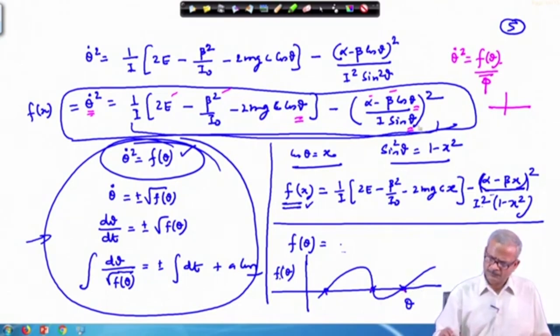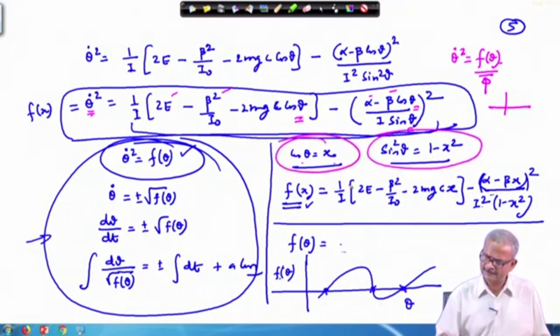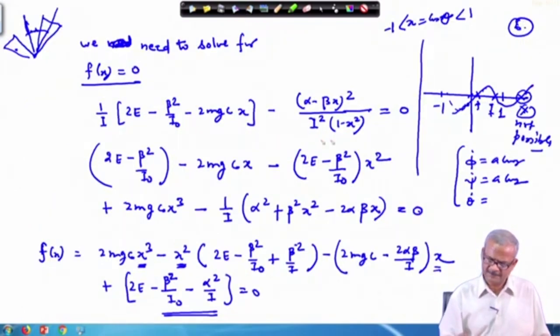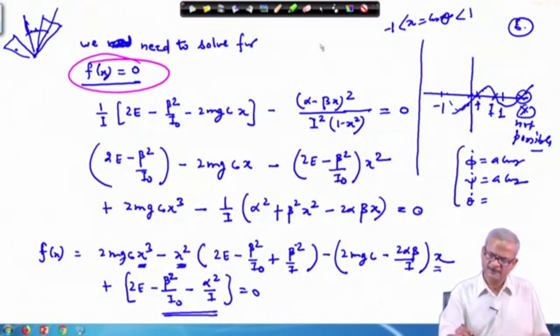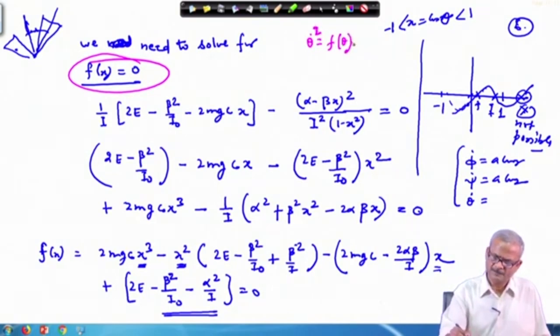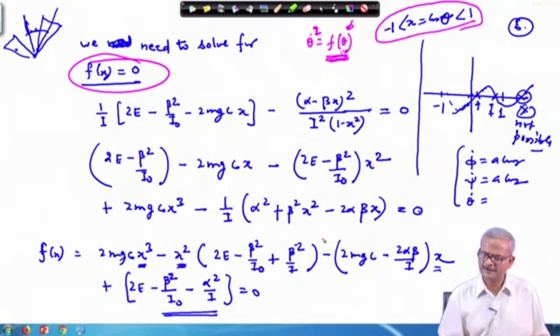So, we sorted this problem more elegantly by putting cos theta equal to x, therefore sin square theta equal to 1 minus x square. We inserted it in this equation, rearranged it, and solved f(x) equal to 0, because on the right hand side we have theta dot square equal to f(theta). So, what will be the maximum value of theta? Because this is a polynomial, and cos theta is limited in this range, but what will that range be? How do we get to know that?